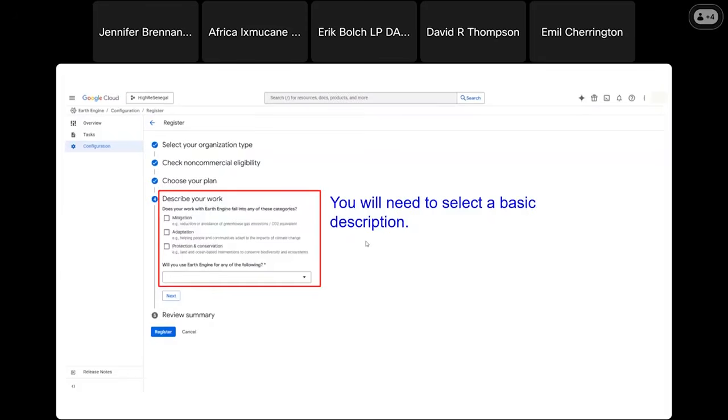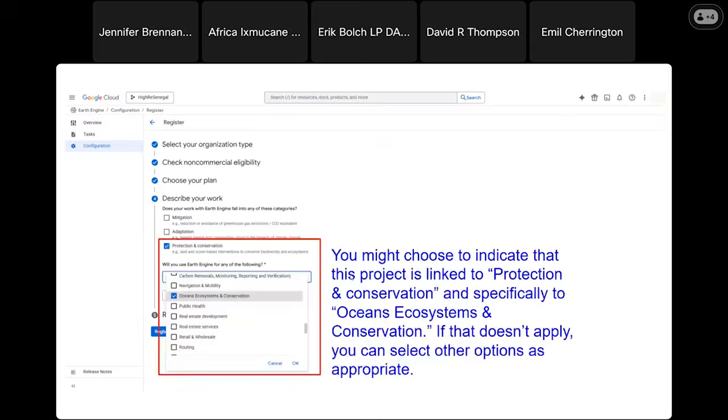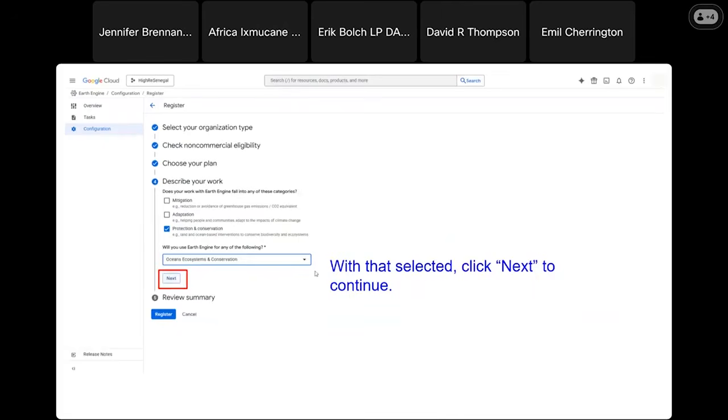It will ask us to describe our work. I think the main one with the asterisk that is required is the one that says, will you use Earth Engine for any of the following? So you're going to want to select one of these. As an example, for those of you who might be interested in, say, PACE for ocean or coastal related things, you could pick oceans, ecosystems, and conservation. There are other options as well that you might find more appropriate. Select one of those options, and then click OK.